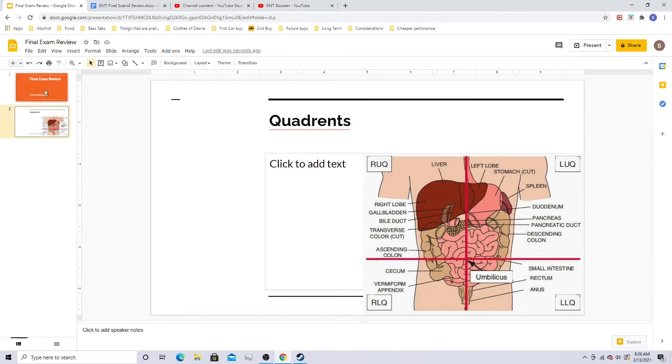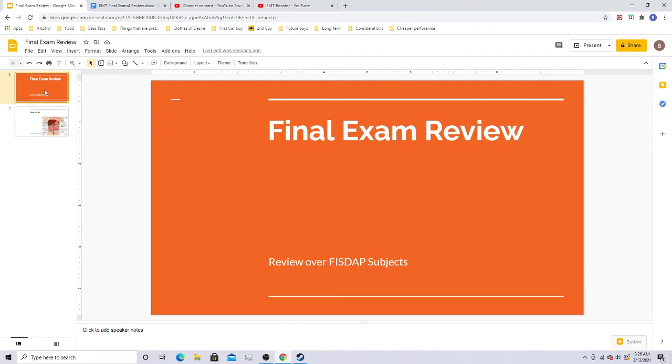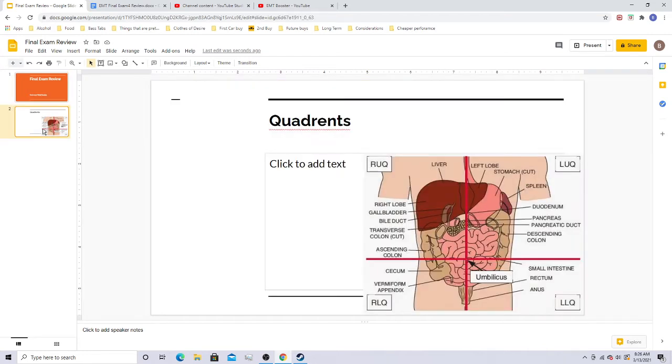Today we're going to be doing a final exam review for the FISDAP. This will be preparing you for the readiness tests so that you can have the best opportunity that you can at passing them. So what we're going to do here is first review the quadrants.